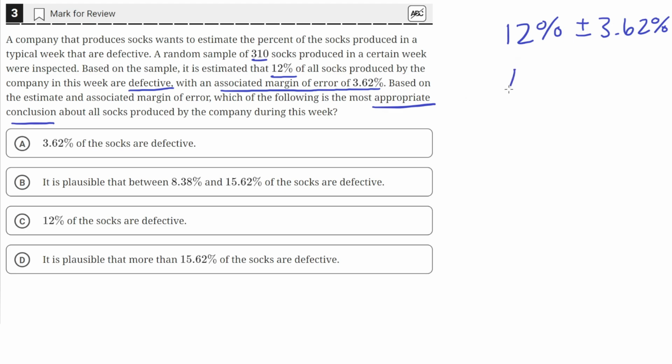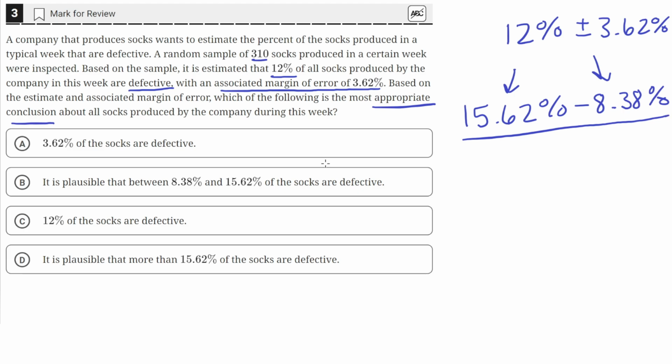So when we add 3.62 to 12%, we get 15.62%. And when we subtract, we get 8.38%. So that means that the actual percent of defective socks lies in this range.